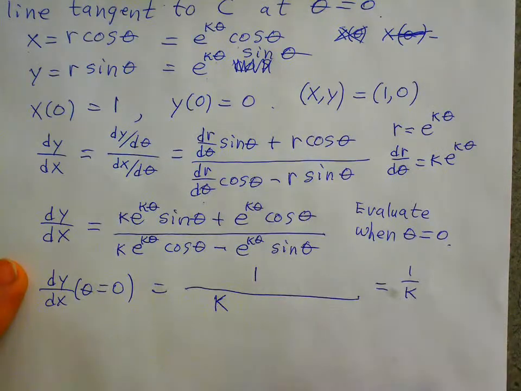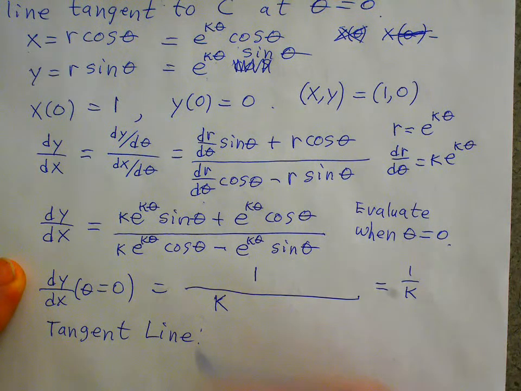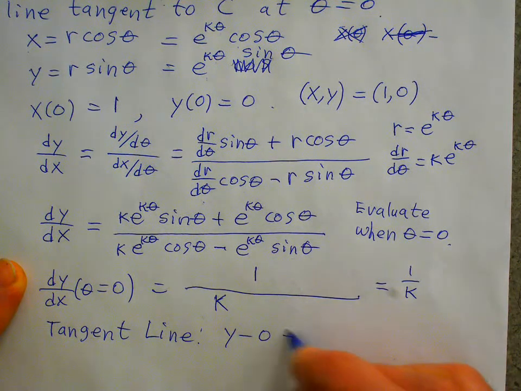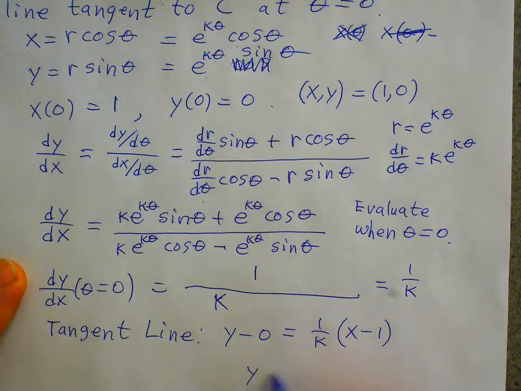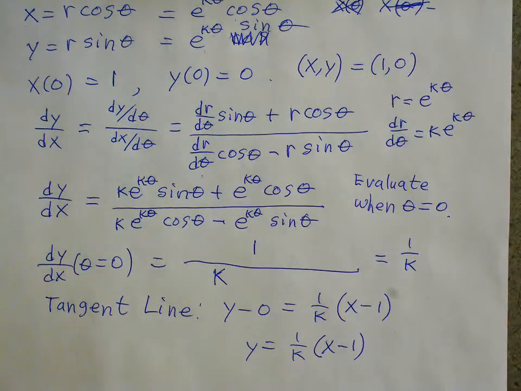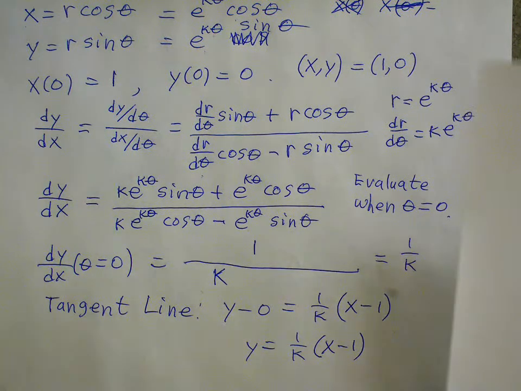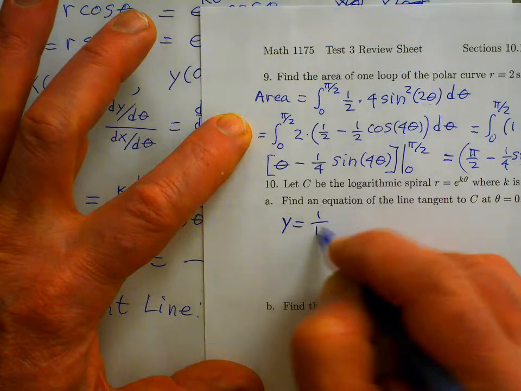So now we can just write down the tangent line equation. The ordered pair is 1, 0. The slope is 1 over k. So we can write y minus 0 equals 1 over k times the quantity x minus 1. Or just y equals 1 over k times x minus 1. Okay, we'll go back to the other sheet. I'll write down what the equation of that tangent line is. So y equals 1 over k times x minus 1.